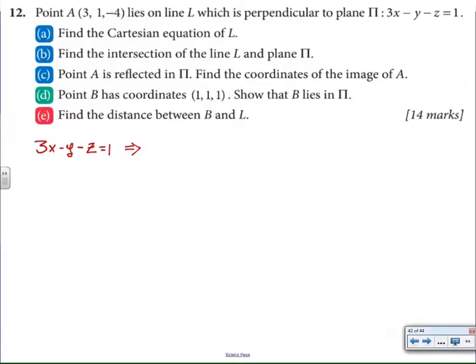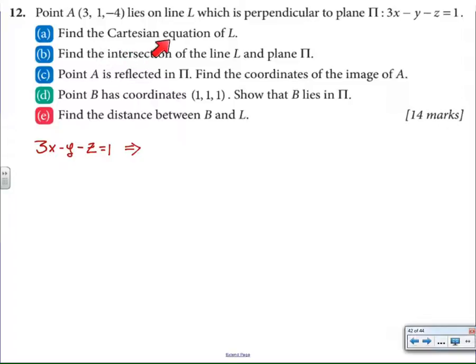Hello. Today's video lesson deals with lines and planes in space. This will go over some of the basic principles when working with that topic. What we start with is there's a point, it's on a line, and it's perpendicular to a plane. So we're given the equation of the plane, we're given the coordinates of the point, but we're not given anything about L. So naturally the first question is, find the equation for L.